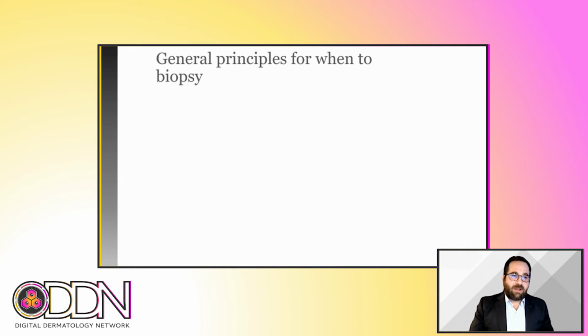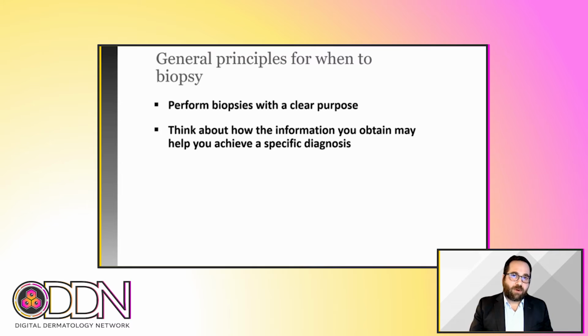So how can we get, as clinicians, the most information from our biopsy and achieve that clinical pathologic correlation? And for that, there are some general principles for when to perform a biopsy. It's essential to really do this when you have a clear purpose, where you understand what work you want your biopsy to do for you in the clinic. And it's very helpful to think about the type of information that you might obtain from the biopsy so that you can really achieve a specific diagnosis that allows you to get the information you're looking for your patient.